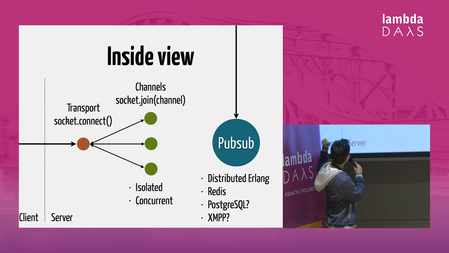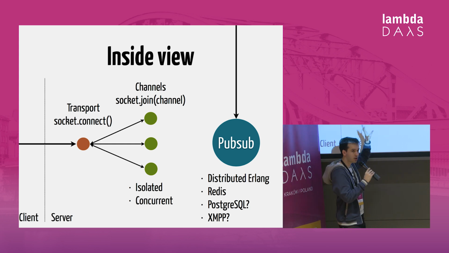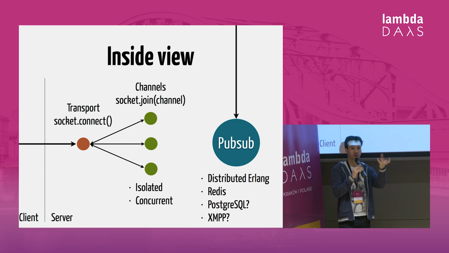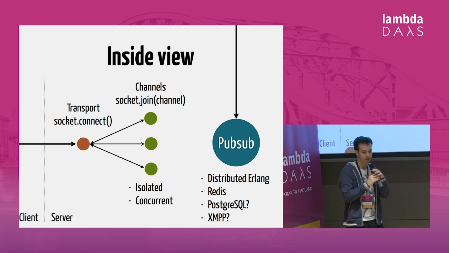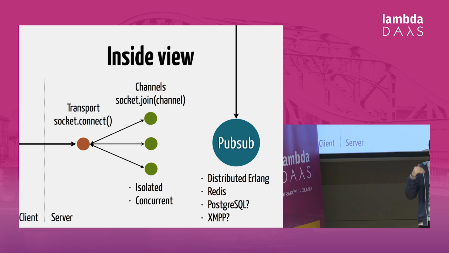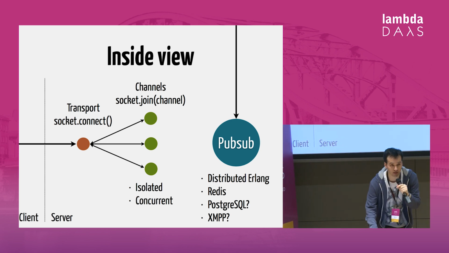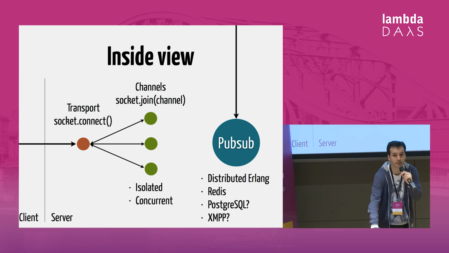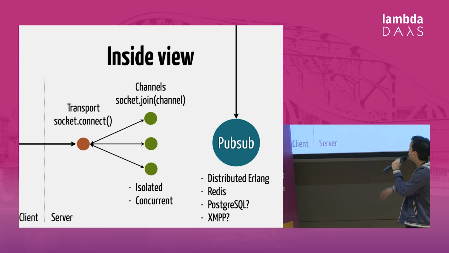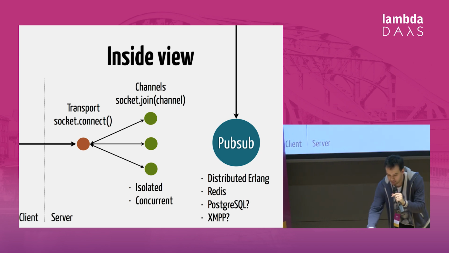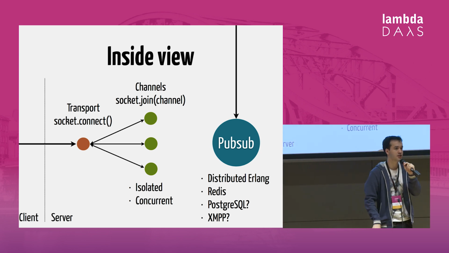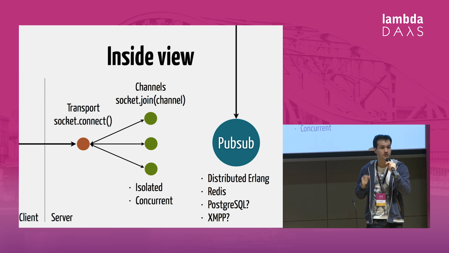So when the client connects to the server, it's going to create a new process, and this process is the one responsible for handling the connection, handling the transport. And now every time you join a different channel, like a chat lobby or a particular room, we are going to create new processes as well. The reason why this matters is because processes in the Erlang virtual machine are isolated and concurrent.